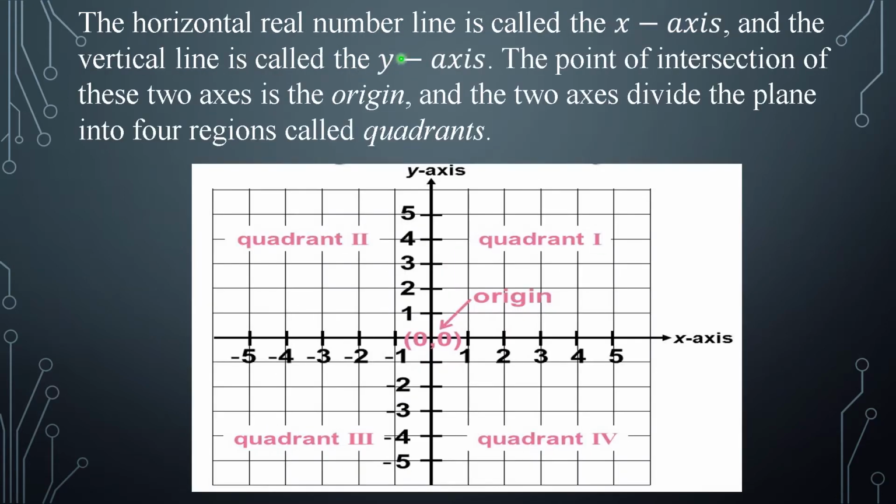The horizontal real number line, this one, is called the x-axis. Take note, the horizontal is the x-axis and the vertical is called the y-axis. And the point of intersection, this one, is called the origin. And the two axes divide the plane into four regions called quadrants. So this one here is the first quadrant, this one is the second quadrant, this is the third quadrant, and this is the fourth quadrant.